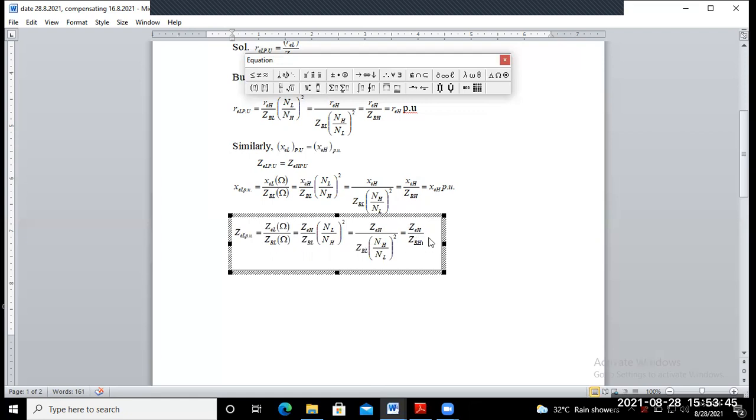So this one again is the ratio of any quantity in actual value divided by the base value in the same unit. So that means we can represent this value as ZEH in per unit.